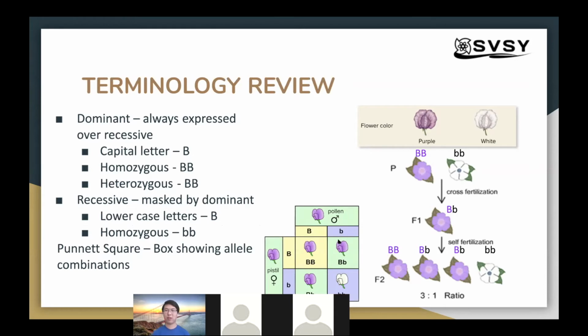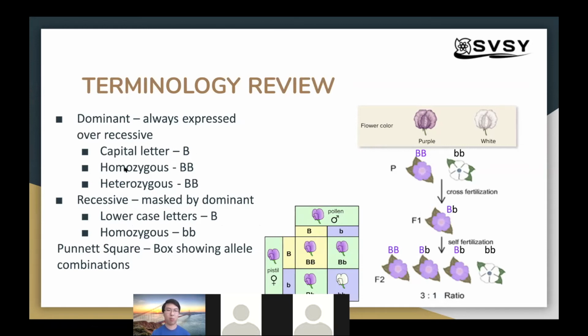And so here's just a quick terminology review. This is very important for understanding genetics, which is why we're spending a bit of time on it. The dominant allele is always expressed over the recessive allele. This purple allele is always expressed over this white allele if they both exist together. And it's expressed by this capital letter. We use capital letters to denote which allele is dominant.